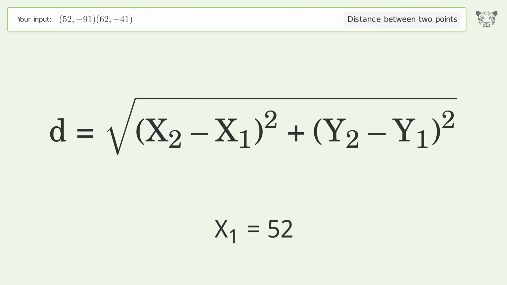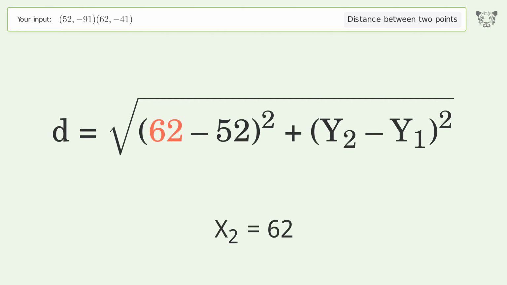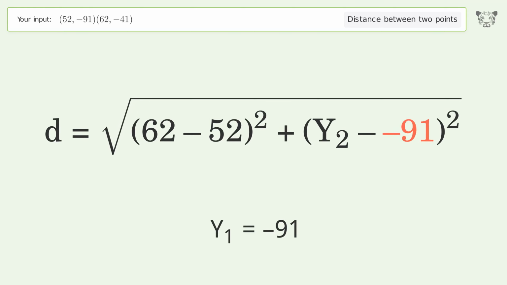x1 equals 52. x2 equals 62. y1 equals negative 91. y2 equals negative 41.